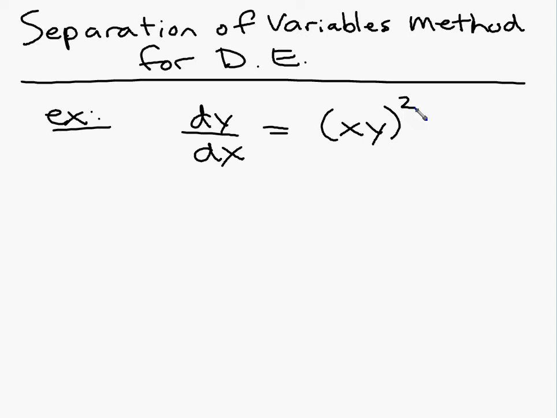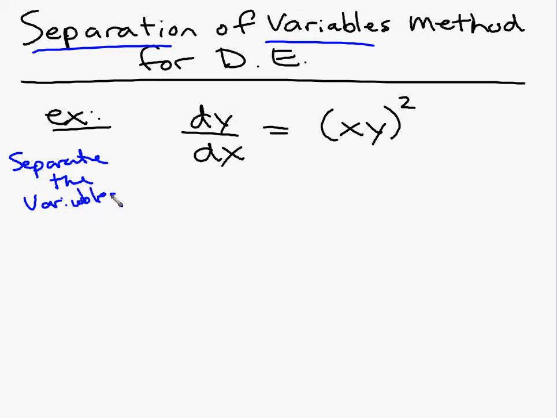Well, automatically you see that there's a problem because we have an x and a y. All right? Well, what we're going to do is the title of our lesson. We are going to separate the variables. All right, this boils down to a very basic algebra manipulation. All we want to do is get the x stuff on one side and the y stuff on the other. All right?